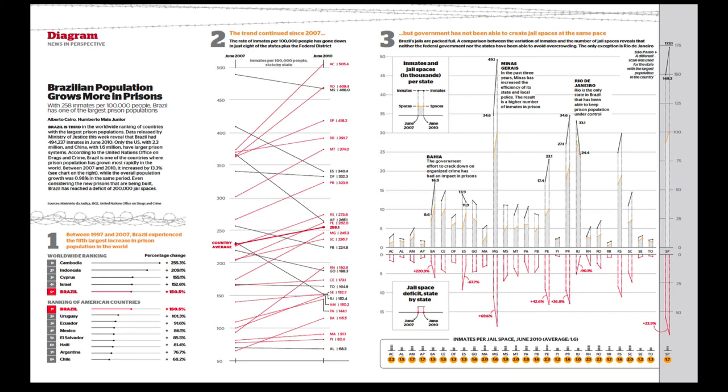So is this data dense is the first question? Yes. Wow, you violently said yes with that one. Okay, so very data dense. That's a good thing. What is it telling us? Overcrowded jails. So one, it's giving us a relationship between, in this case, Brazil and other countries. Change over time.